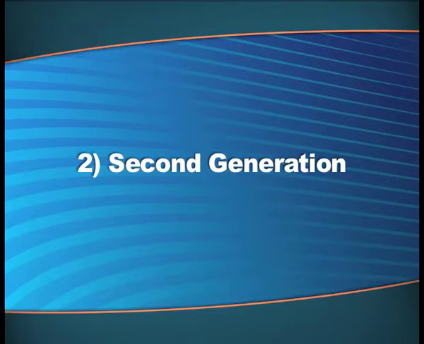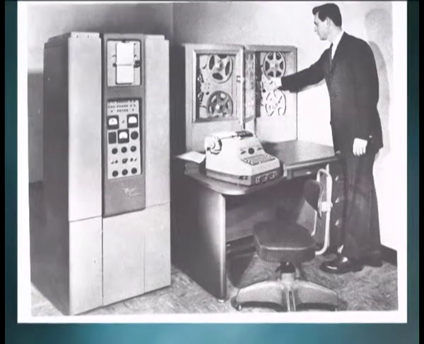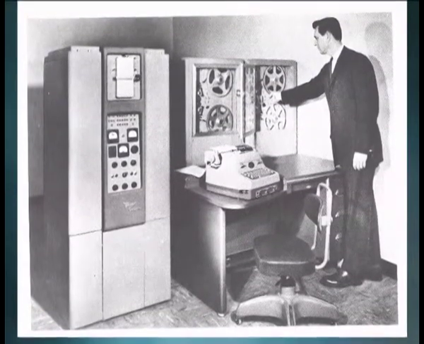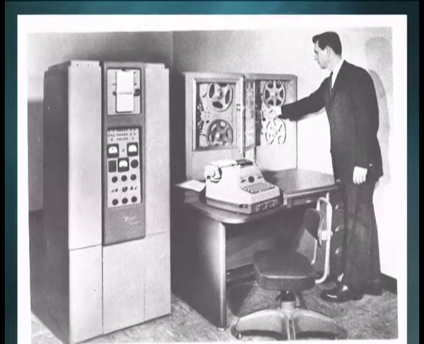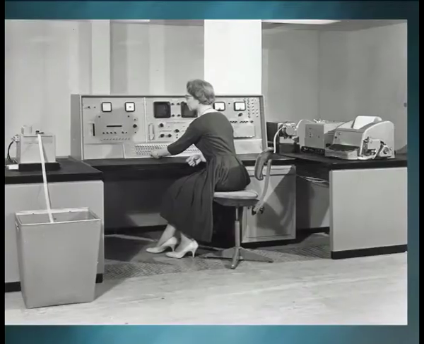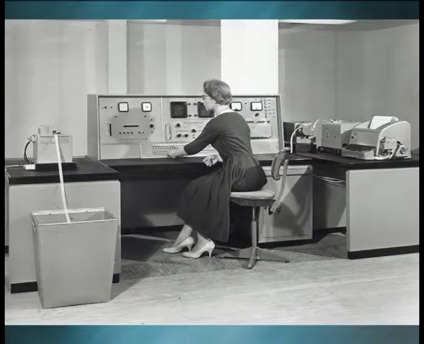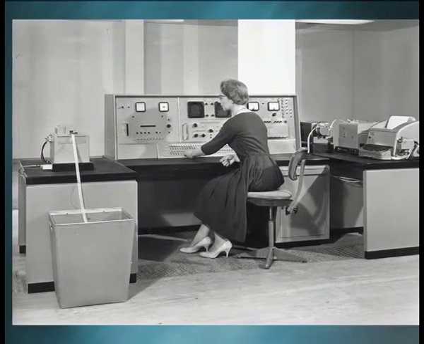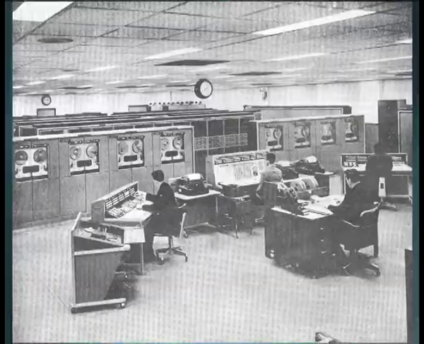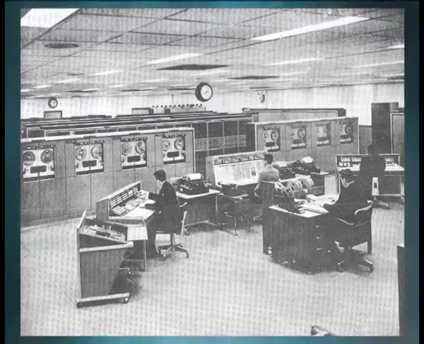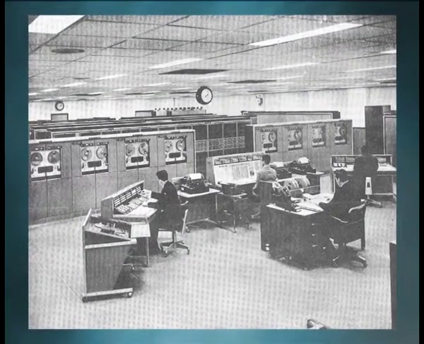Second generation. This generation of computers started using the transistor, which was cheaper, consumed less power, more compact in size, more reliable and faster than the first generation machines. In this generation, magnetic cores were used as primary memory and magnetic tape and magnetic disks as secondary storage devices.